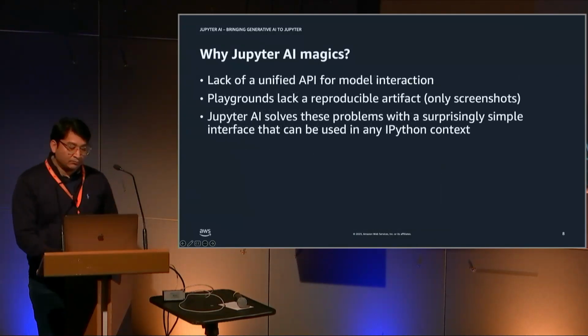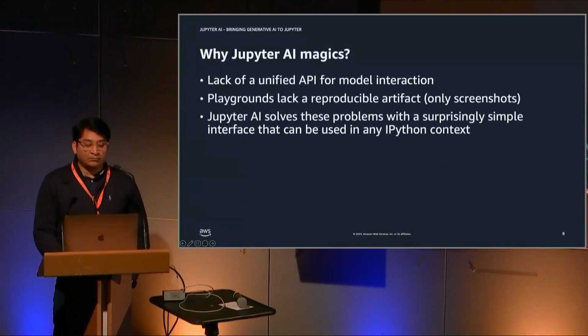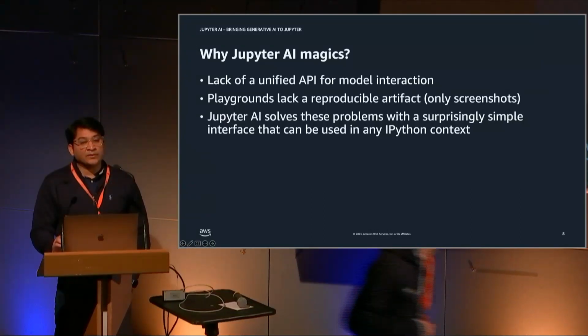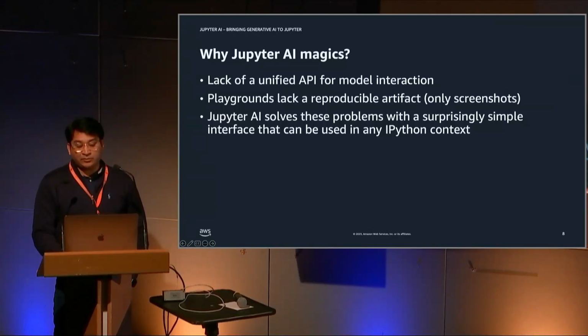And why do we need magics in Jupyter AI? So users usually want to experiment with different models and providers. They want to compare them. But the problem is that there's no unified interface to run those providers and models. For example, each of the providers have their own SDKs. So users need to understand those and use those SDKs separately to evaluate different models.